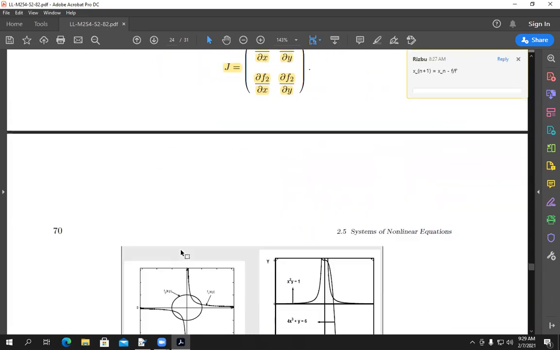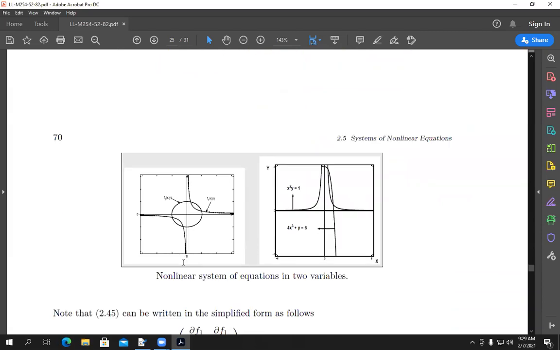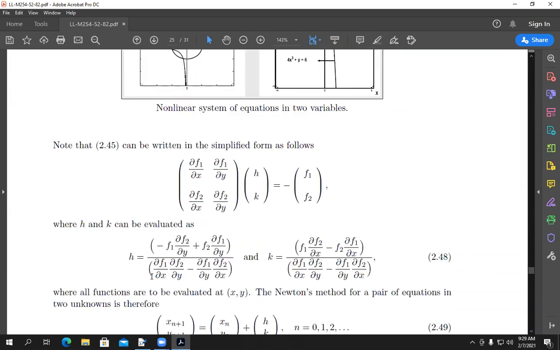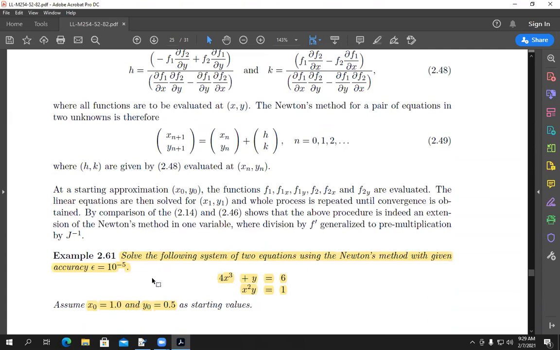Let's redo this example so you can understand now. This is what I showed graphically. You have 2 equations, one is this equation, the other is this, and we look for the point of intersection here. Let's take this first example. It says solve the following system of 2 nonlinear equations using the Newton method with this accuracy.